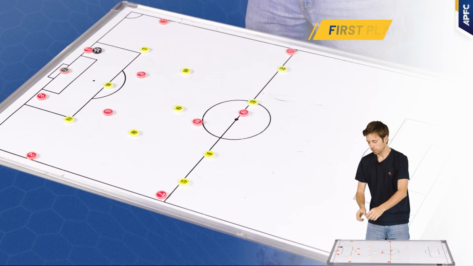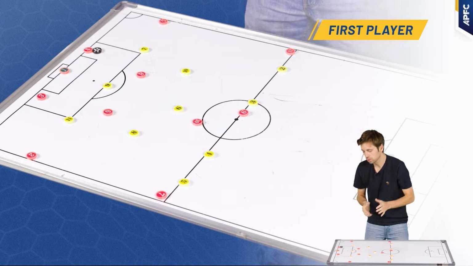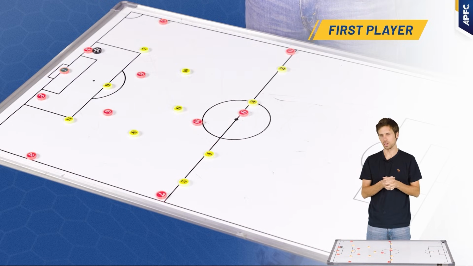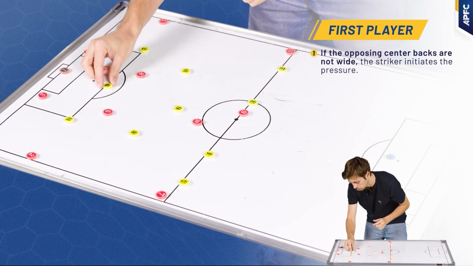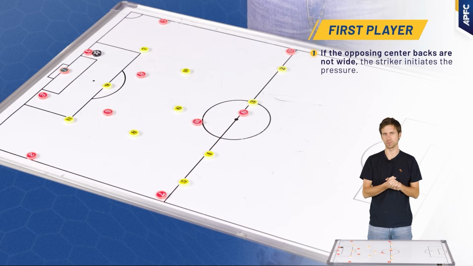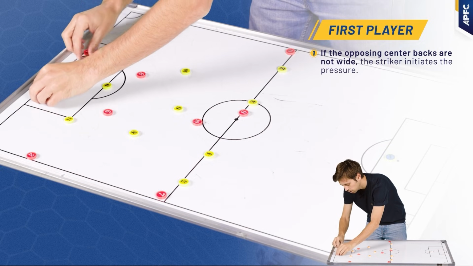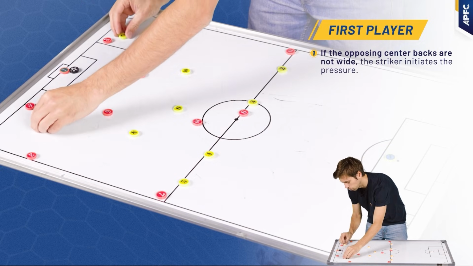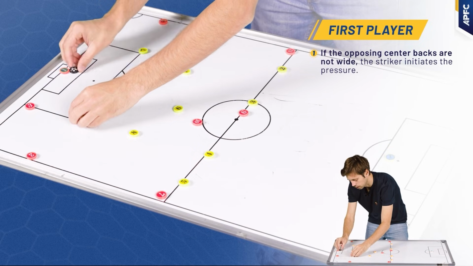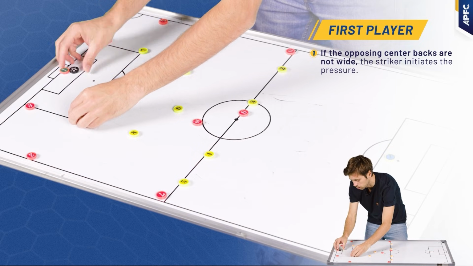We will start with the first players. As you remember, these are the players closest to the ball. In this case, the two wingers and number 9. If the opponent's centre-backs are narrow, it will be number 9 who starts putting pressure. But if they're a bit wider, which is not very usual, it will be the wingers who start putting pressure, as number 9 has to run too far to put pressure on them.